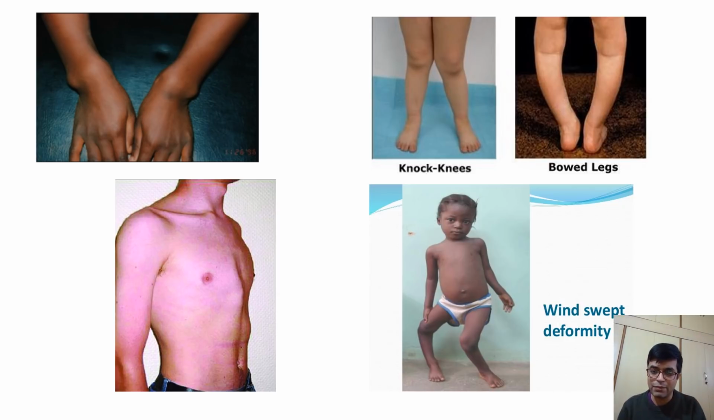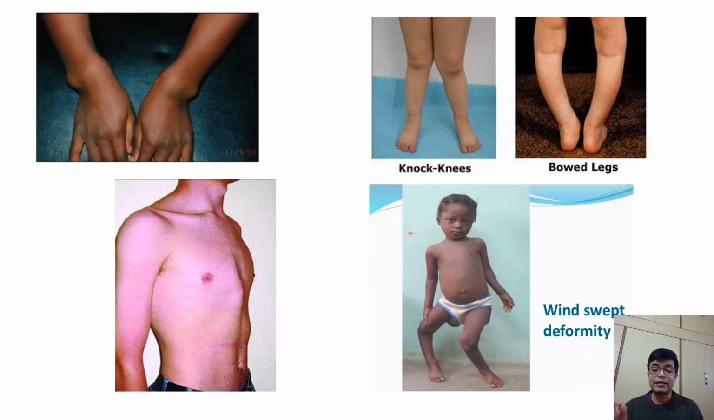And sometimes, rarely, wind-swept deformity will be seen. Wind-swept deformity can be seen in multiple conditions. In adults, it can be seen in rheumatoid arthritis. But in children, the most common cause of wind-swept deformity is rickets. Why does wind-swept deformity occur? It occurs due to a combination of varum and valgum. So one limb is showing varum, the second is showing valgum, as you can see in this child. That is producing a wind-swept deformity.